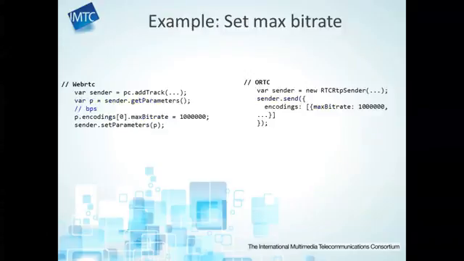The maximum bit rate is pretty simple as well. In WebRTC, you call getParameters, you change the max bit rate, and then you call setParameters. And in ORTC, you basically set the max bit rate and call send.